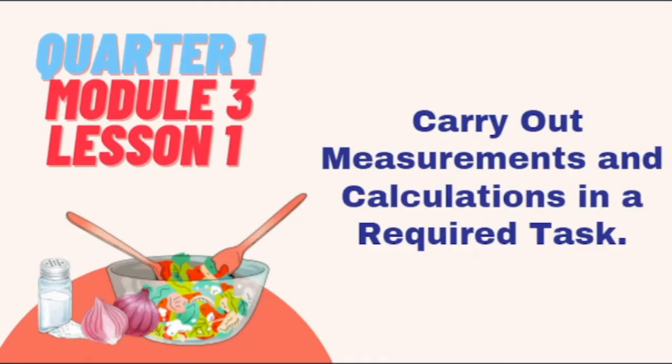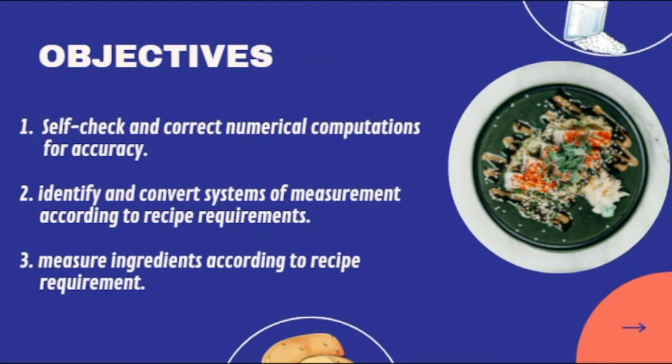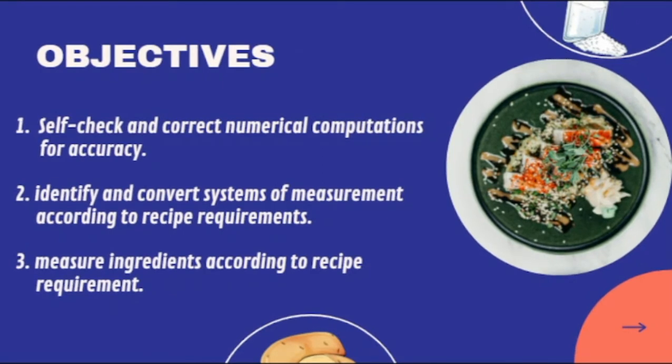For quarter 1, module 3, lesson 1, our title is Carry Out Measurements and Calculations in a Required Task. Our objectives are: number 1, self-check and correct numerical computations for accuracy. Identify and convert systems of measurement according to recipe requirements. Measure ingredients according to recipe requirement.